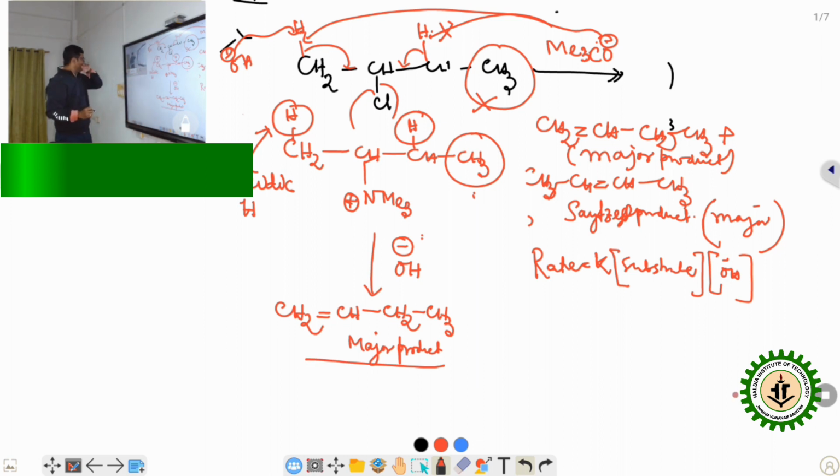Now in this overall E2 reaction, I have not shown you the stereochemistry of this reaction. Stereochemistry means that the eliminated proton and the leaving group must be in an anti-periplanar arrangement. This is geometrically more favorable than elimination from the same side. That is the stereochemistry of this elimination.